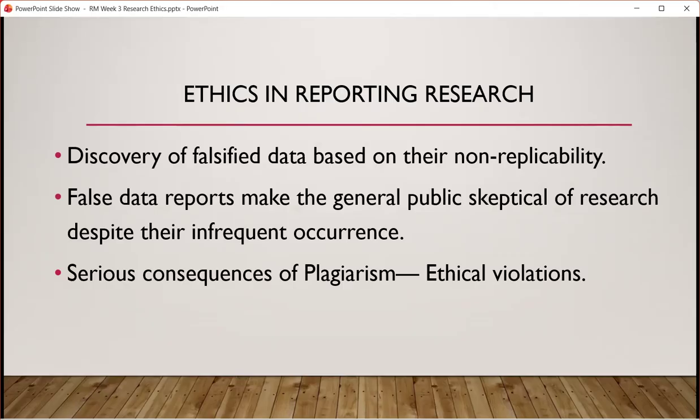So, again, this has impacts, right? Because the discovery of the falsified data from Stapel was based on the non-replicability of his work. He was claiming all these amazing results, and yet no other research scientist could ever replicate his findings or the amazing results. So that's a huge red flag. And then the false data reports make the general public skeptical of research despite the infrequent occurrence. But again, it ties into a rising mistrust in the research that is being published. And of course, it has serious consequences of the plagiarism and ethical violations.